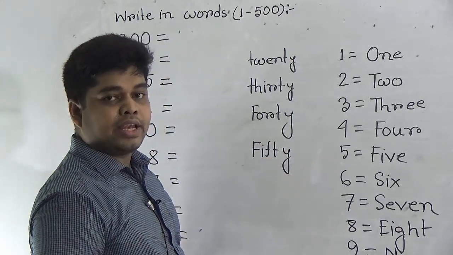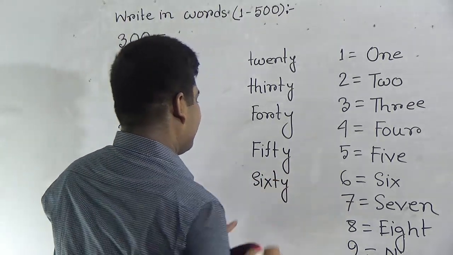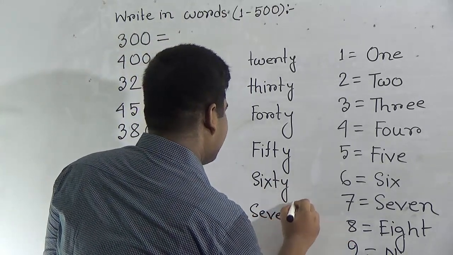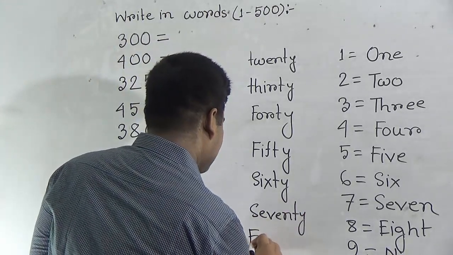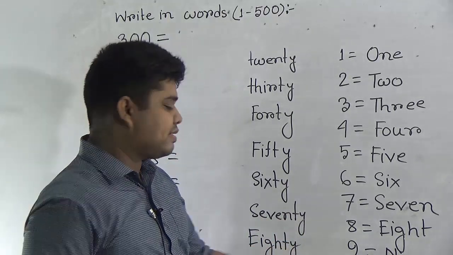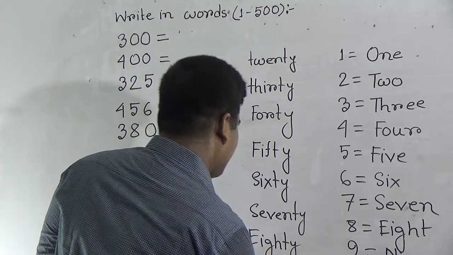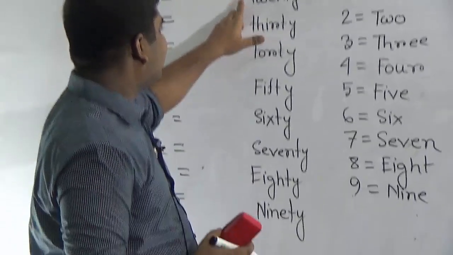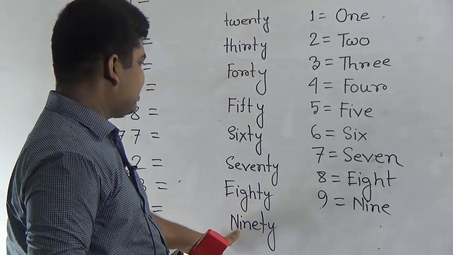F-I-F-T-Y. The spelling of 60 is S-I-X-T-Y. The spelling of 70 is S-E-V-E-N-T-Y, 70. The spelling of 80 is E-I-G-H-T-Y. The spelling of 90 is N-I-N-E-T-Y. So, we need to also know the spelling of 20, 30, 40, 50, 60, 70, 80, 90.